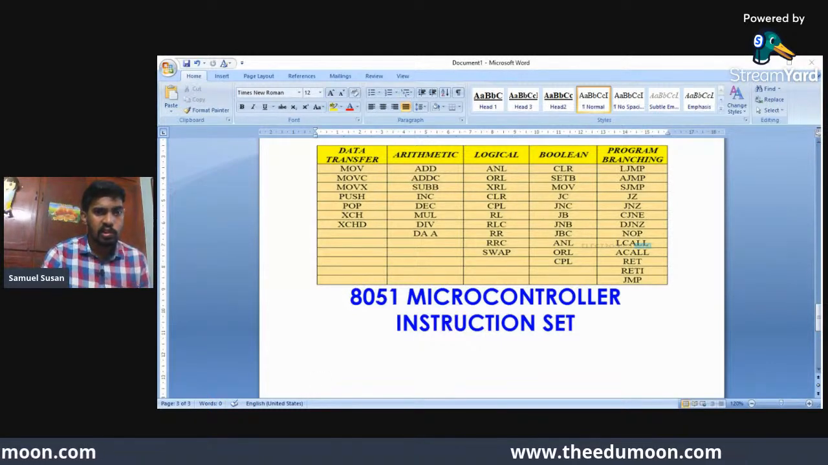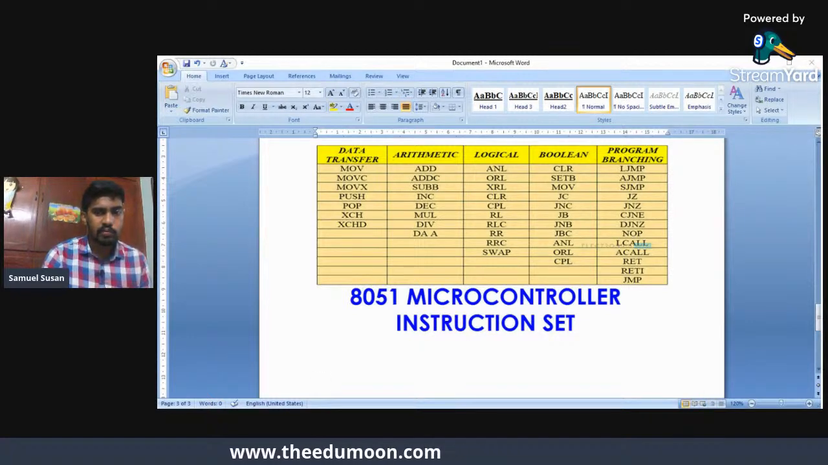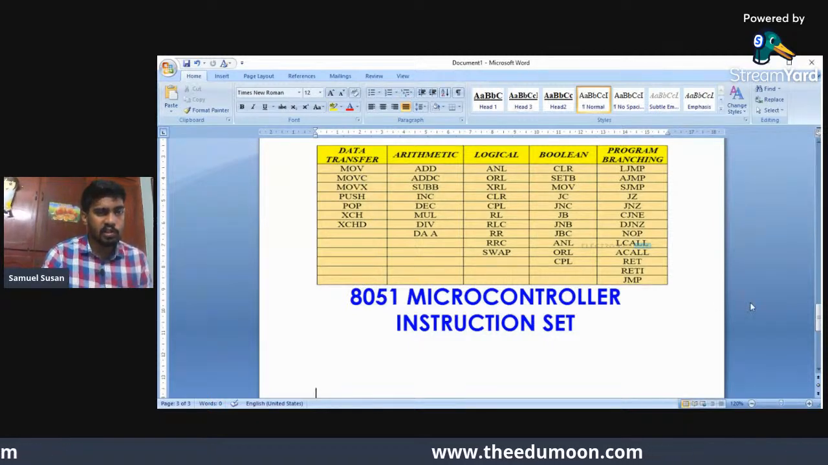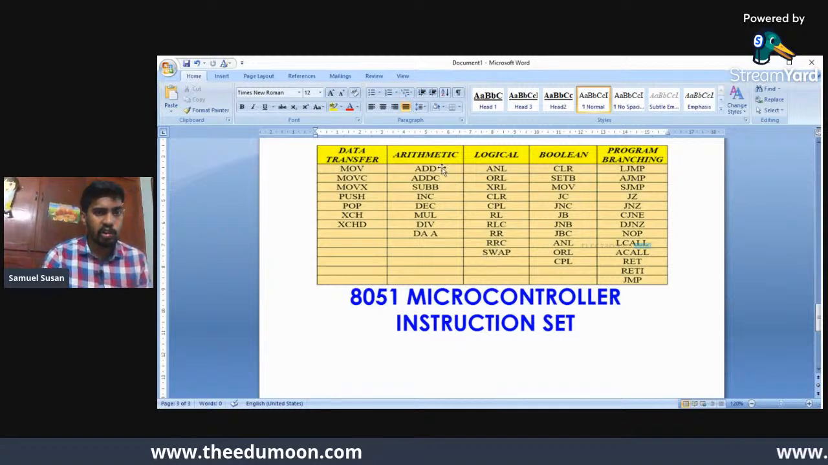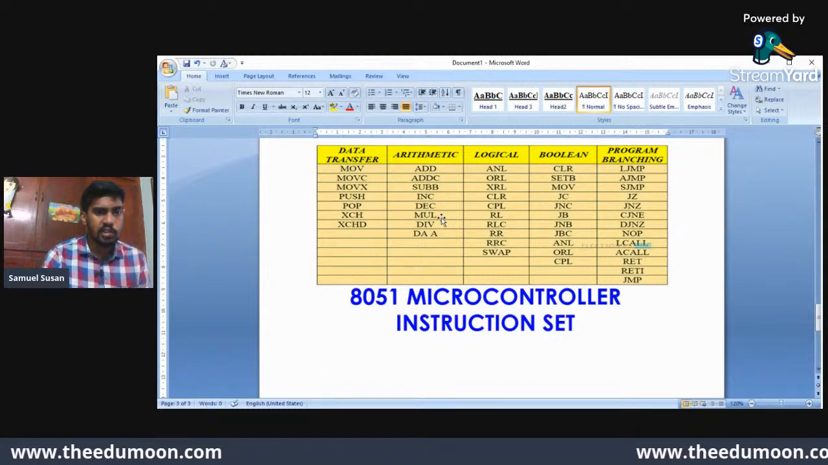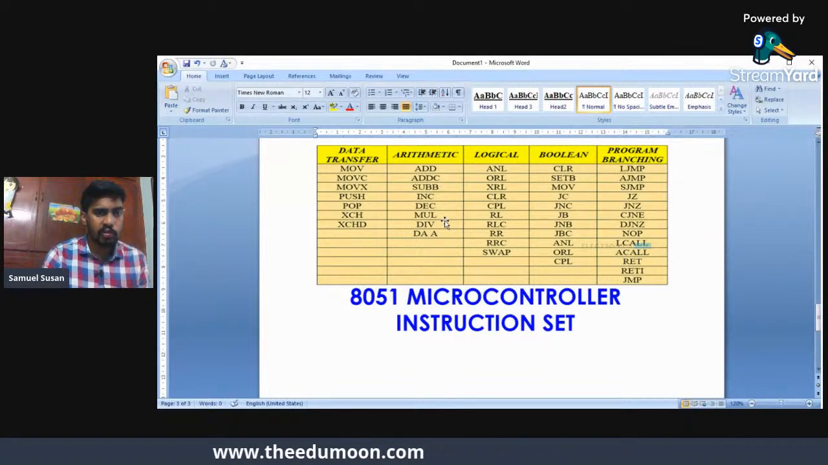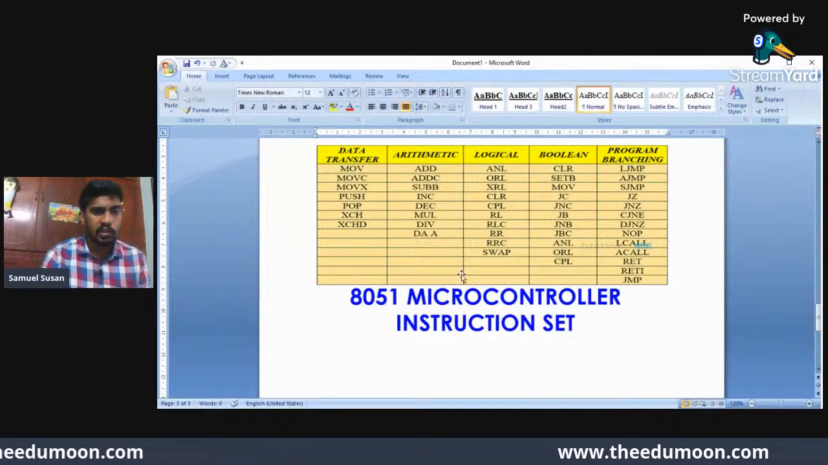So in the types of instructions, you can go with data transfer first of all. So these are the data transfer instructions, and sometimes explain some arithmetic instructions too. And the advantage of 8051 is you have a direct instruction to multiply and divide the values from the registers, which is not available in the previous microprocessor you might have studied, right?